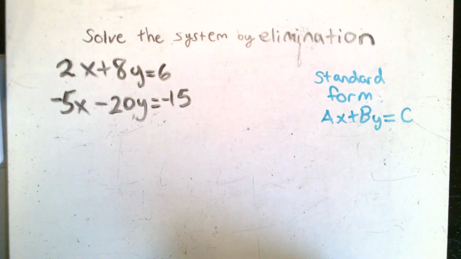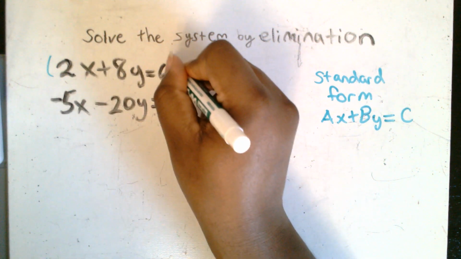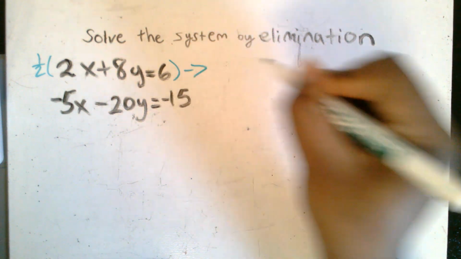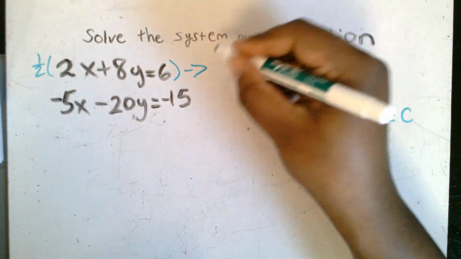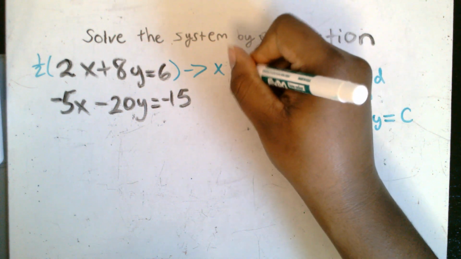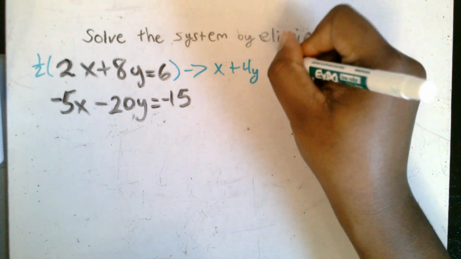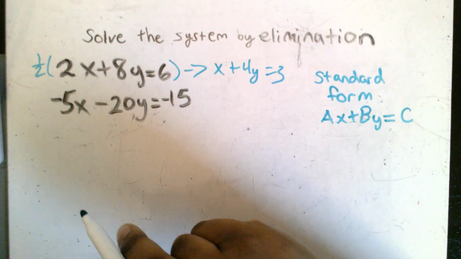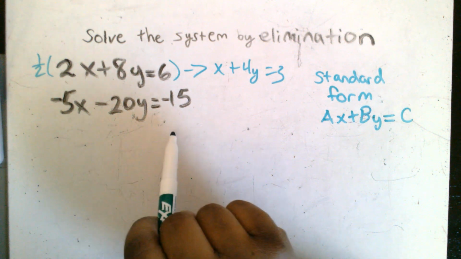So the first one, we're actually going to divide everything by 2. So I'm just going to multiply by 1/2 over here. And then this will be our new equation. So 2 divided by 2, that'll give me x. 8 divided by 2, that'll give me 4y. And then 3.